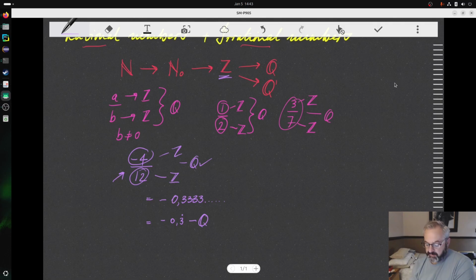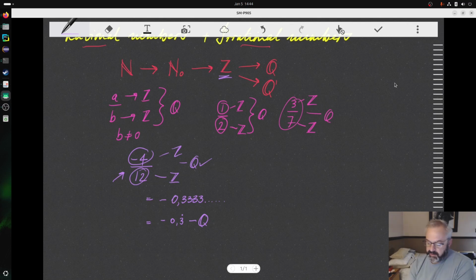It's just the fraction that we calculated using our calculator to give us the decimal number. So negative 0.333333 up until the end of time is also a rational number. Okay, I hope this makes sense. Now let's look at one more. Actually, let's look at two more.